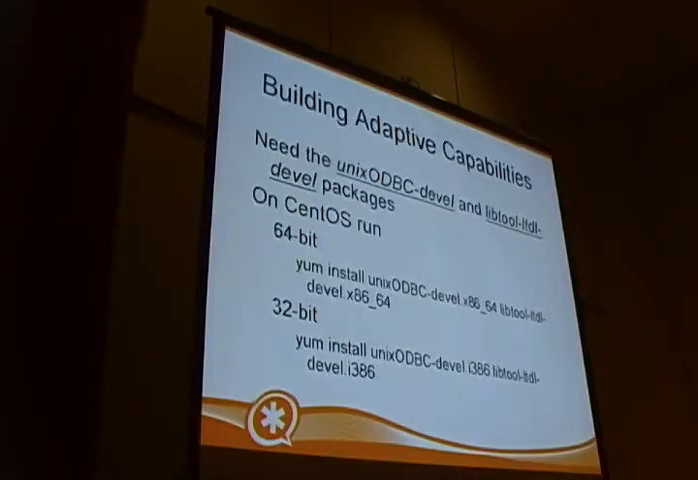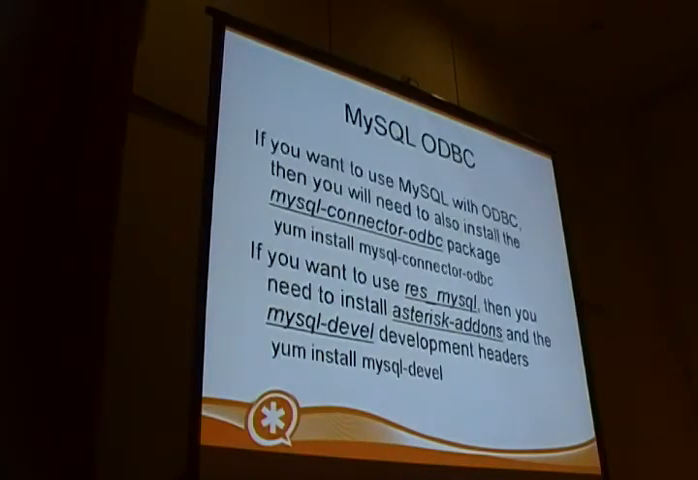So these are the tools and how to install it. For my example, I used MySQL. You have to install a separate package for that besides the Unix ODBC. And then if you want to use the adaptive part of it, that was for the ODBC connection. But if you want to use the adaptive part of the MySQL, I found that you just had to use the res_config_mysql driver. And that's found in the Asterisk add-ons package.